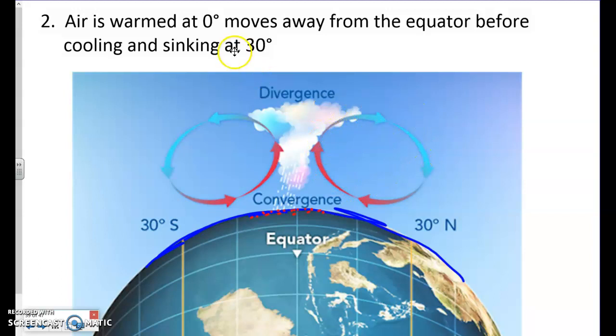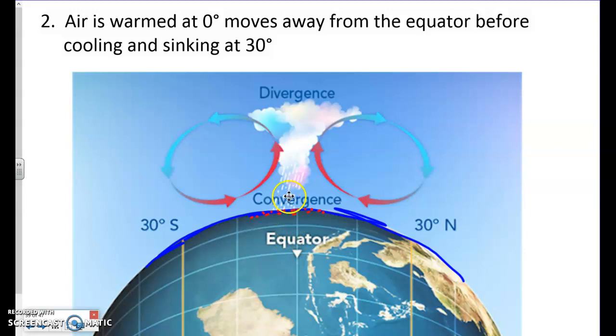Okay, it says air is warmed at 0 degrees, moves away from the equator before cooling and sinking down at 30 degrees. So this is actually looking at Earth from the side. Here's the equator here in the center. This is where we're going to get the most sunlight, or the largest concentration of sunlight. So the air here is going to be warmer than the air above it. So the air here starts to heat up, and when it heats up, it rises, as you can see with the red arrows. But then, as it moves away from the earth, it's going to start to cool down. So this cool air here can't hold that water, and it drops it. And if you notice, it drops the water right over the equator.